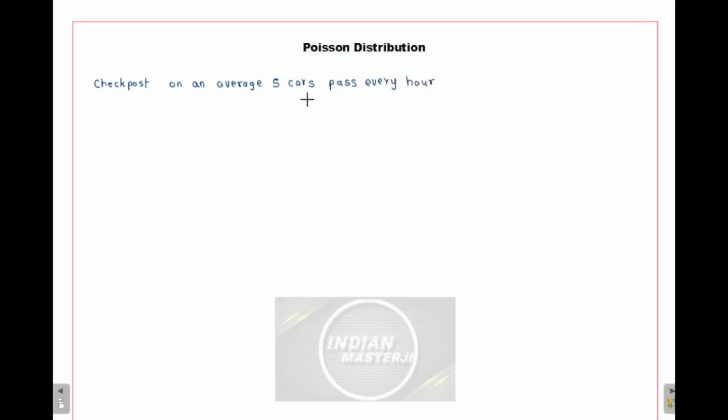Now, if I ask you to find out the probability of more than 3 cars passing through this check post in a randomly chosen half an hour, or 30 minutes, how are we going to find this particular probability?